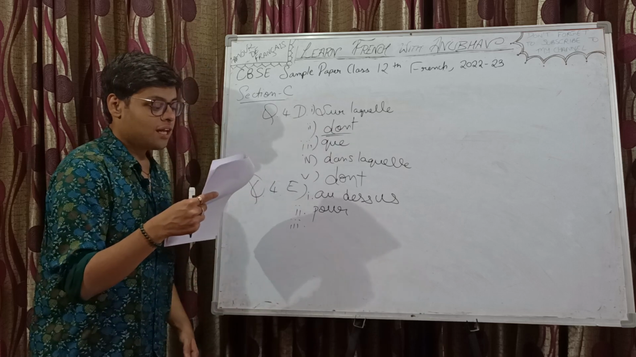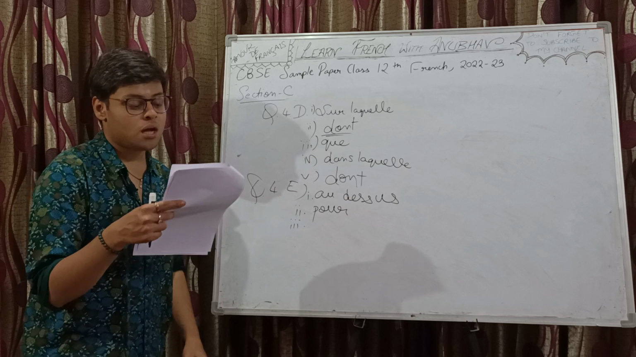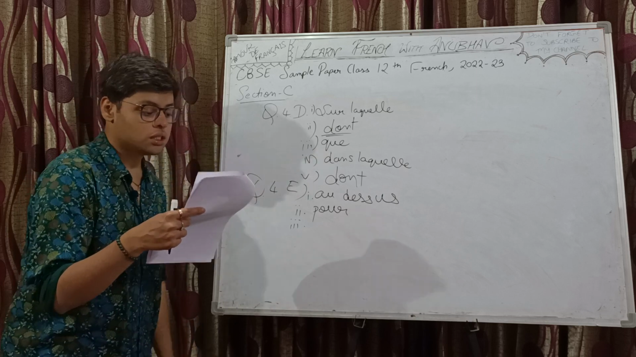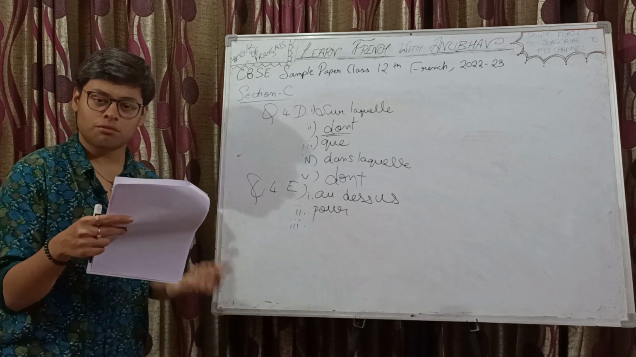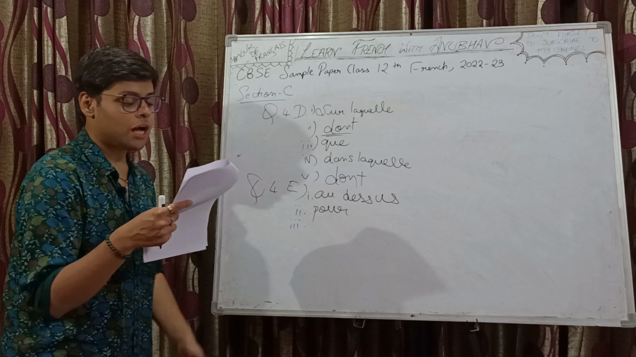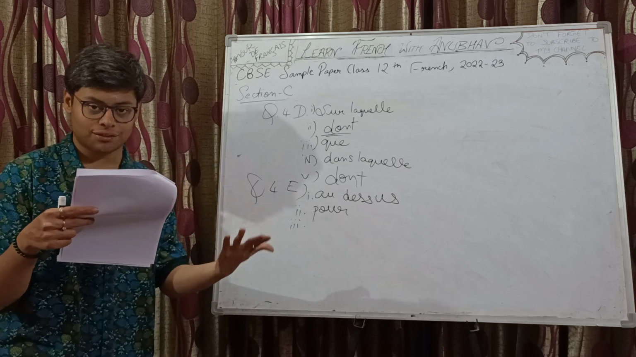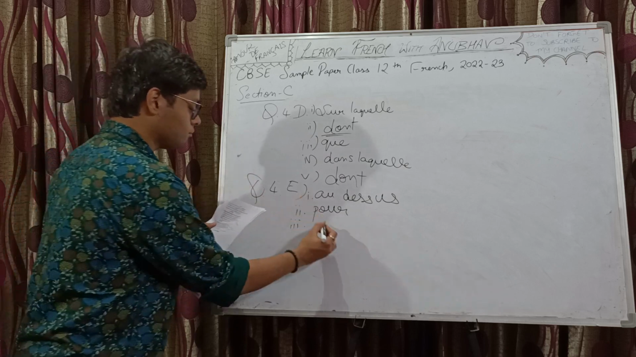Third one we have, "Le collégien a laissé sa bicyclette dash cet arbre." So the college student left his bicycle near this tree or behind this tree. You can write any of the two. So I am writing near the tree, à côté de cet arbre.